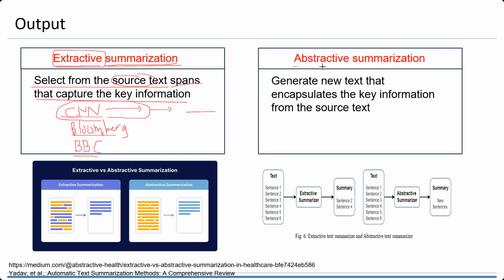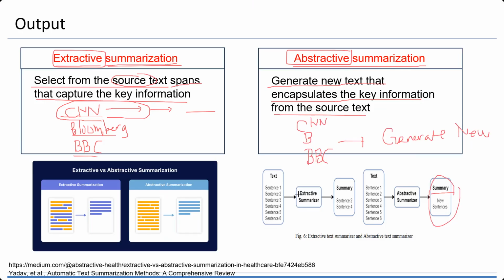But the other one, we call it abstractive summarization. It will generate a new text that encapsulates the key information from the source text. It means if we have a source like CNN, a source from Bloomberg, and a source from BBC, we will generate a new text. So we will generate a new sentence. We will generate something new as the summary.